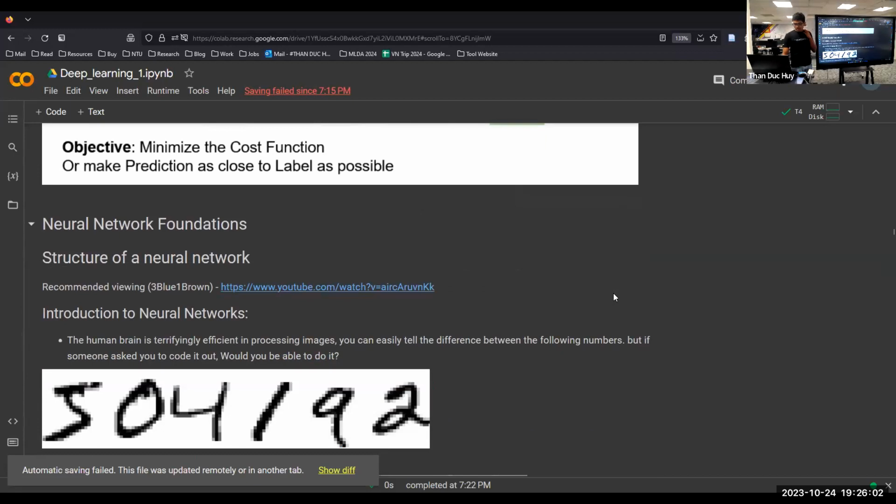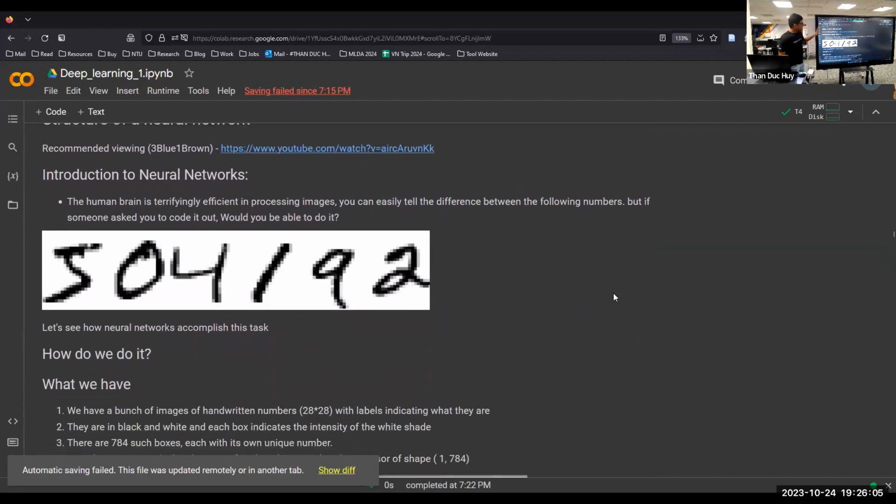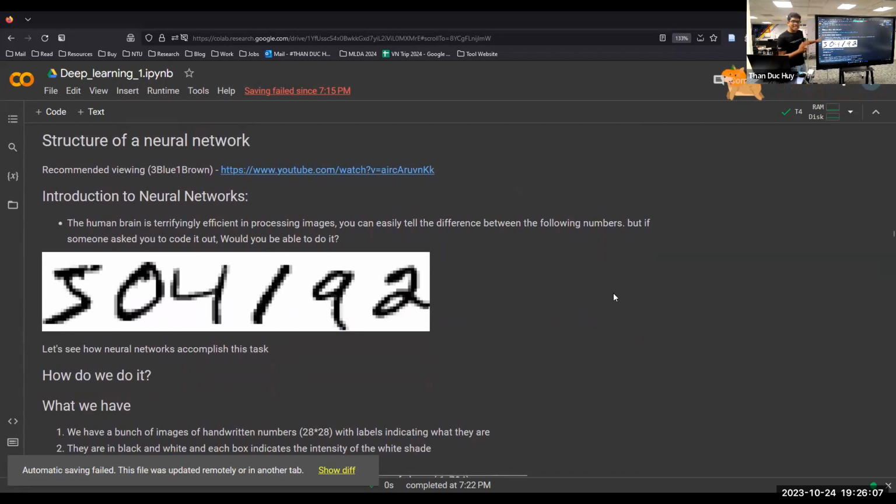Now, first of all, just take a look at these numbers, okay? You can easily figure out what the first number is, the second number is. I know it's pixelated and all that, but you can easily say what the first number is, what the second number is, and what the third number is, and so on. But what if I ask you to program it out? What if I asked you to code it out? Can you code out a way to distinguish this number from the next number? Can anyone do it? No, right? Because it's a very, very complicated problem. But this is where neural networks come in, and this is where deep learning comes in.